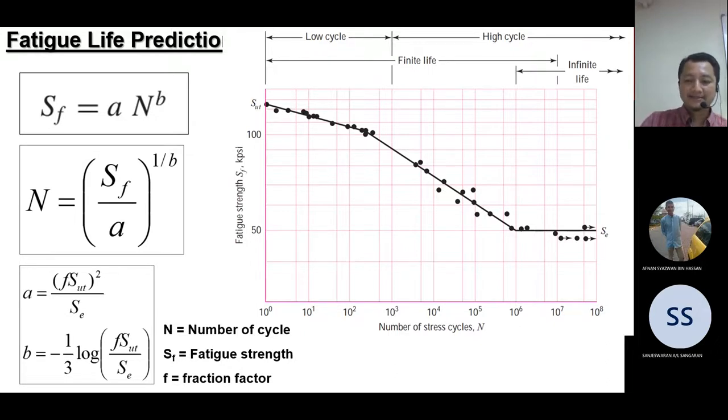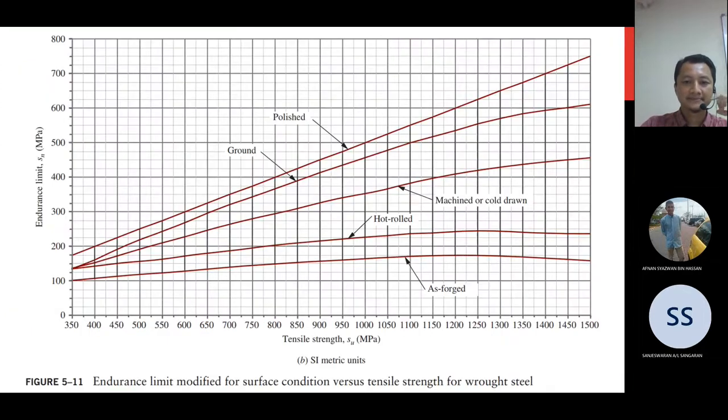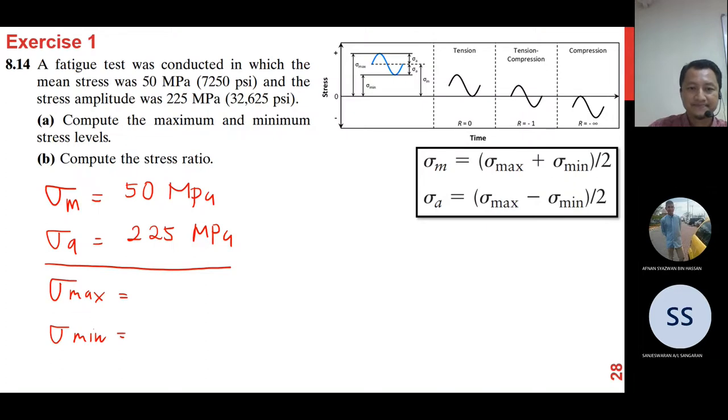Okay, so now let's do some calculation on how do we predict fatigue loading. Let's look at this one. Exercise one. So a fatigue test was conducted. The mean stress is 50 megapascal. Mean ni average lah. And then also amplitude is 225. Berapakah maximum stress dan minimum stress?